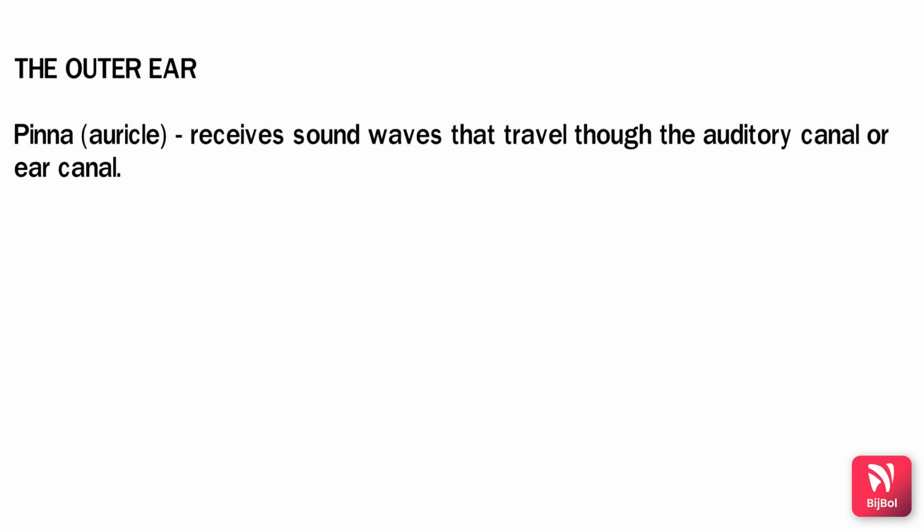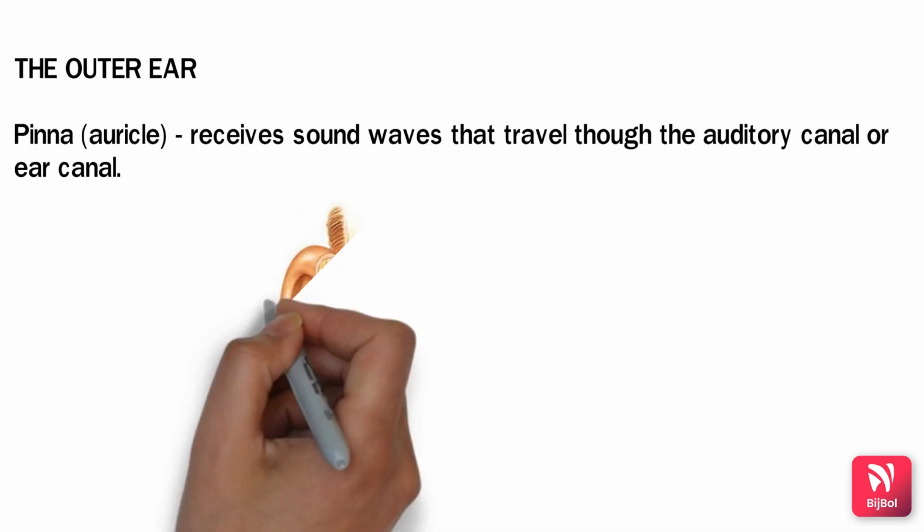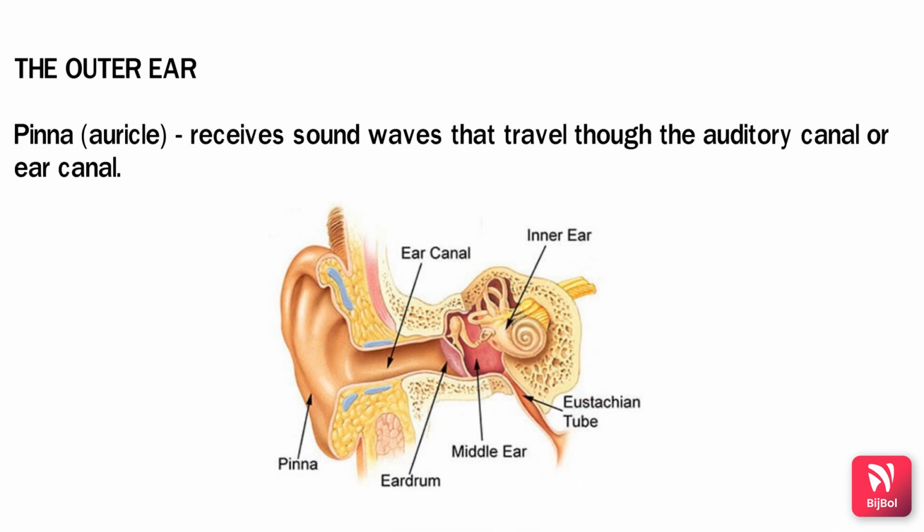In the outer ear, first comes the pinna or auricle. It receives sound waves that travel through the auditory canal or ear canal. What does the pinna do? It receives sound waves. In this diagram you can see the pinna. It consists of the cartilaginous part.